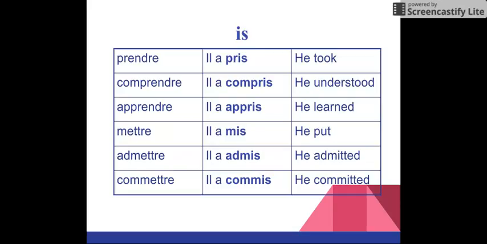Apprendre, il a appris. Notice these first three verbs are really all the same verb. All you need to do is add com at the front and ap, and they are basically the same verb. Same with the next three.